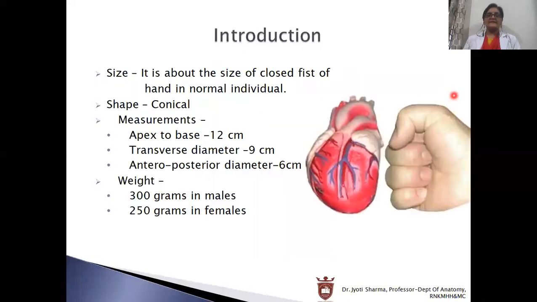When we see the size of heart, it is the size of closed fist of hand in normal individual. When we see the shape, it is conical in shape. Measurements, when we see from apex to base it is 12 centimeter, transverse diameter 9 centimeter, antero-posterior diameter 6 centimeter. When we see the weight of heart, it is about 300 grams in males and 250 grams in females.